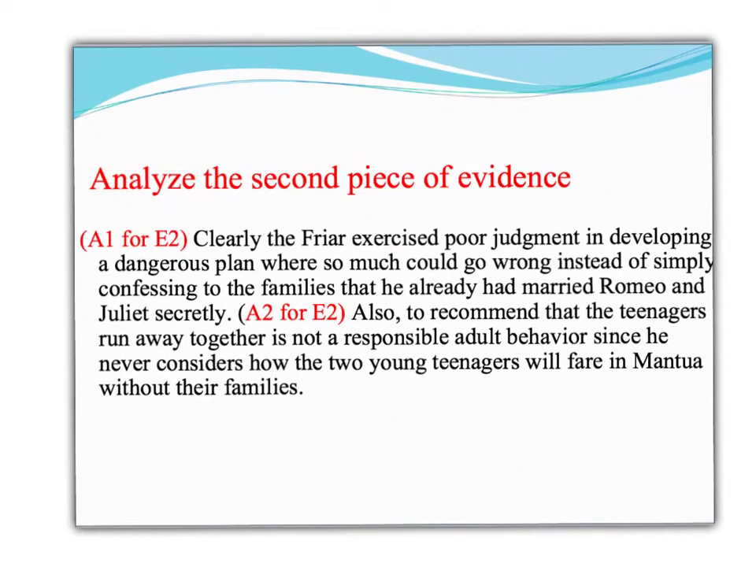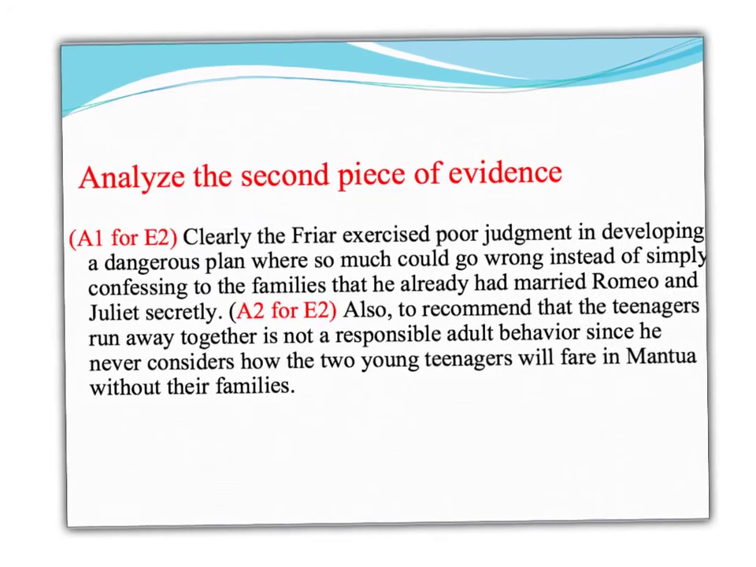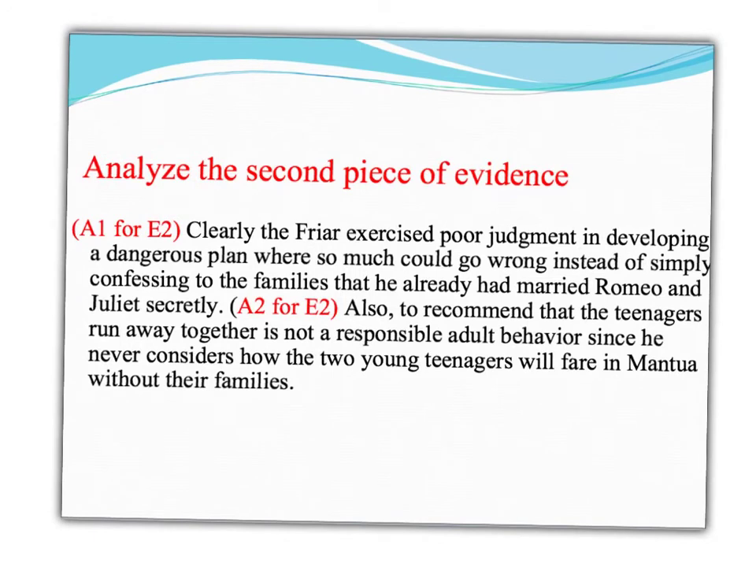Okay, so then I have to analyze that evidence. Clearly, the friar exercised poor judgment in developing a dangerous plan where so much could go wrong, instead of simply confessing to the families that he had already married Romeo and Juliet secretly. Also, to recommend that the teenagers run away together is not responsible adult behavior, since he never considers how the 2 young teenagers will fare in Mantua without their families. So here I've given 2 commentary or analysis sentences to prove that prior piece of evidence, why the friar made a bad decision with this plan that he came up with.